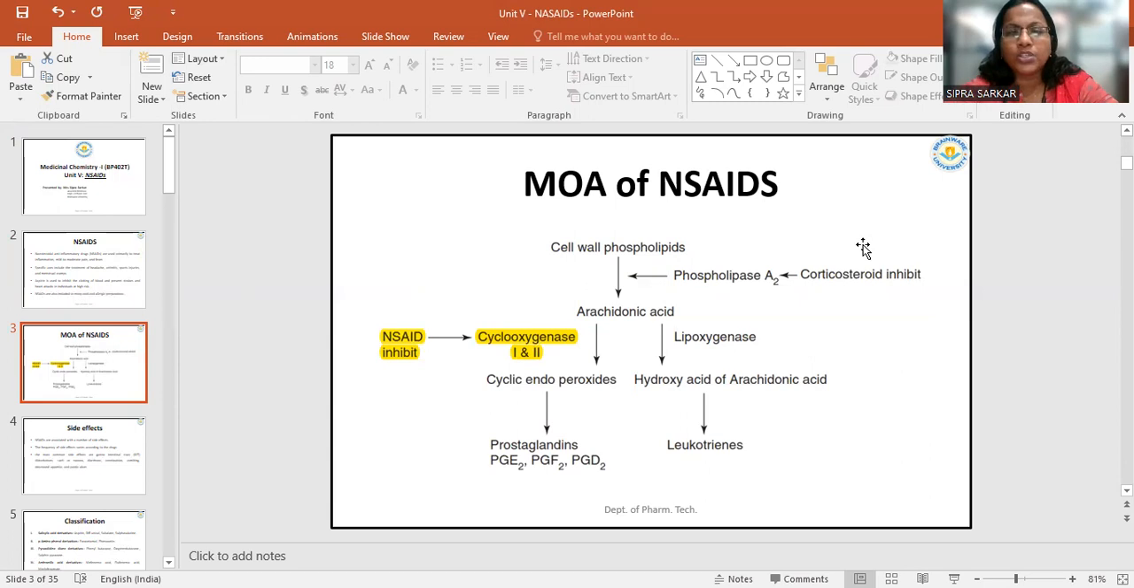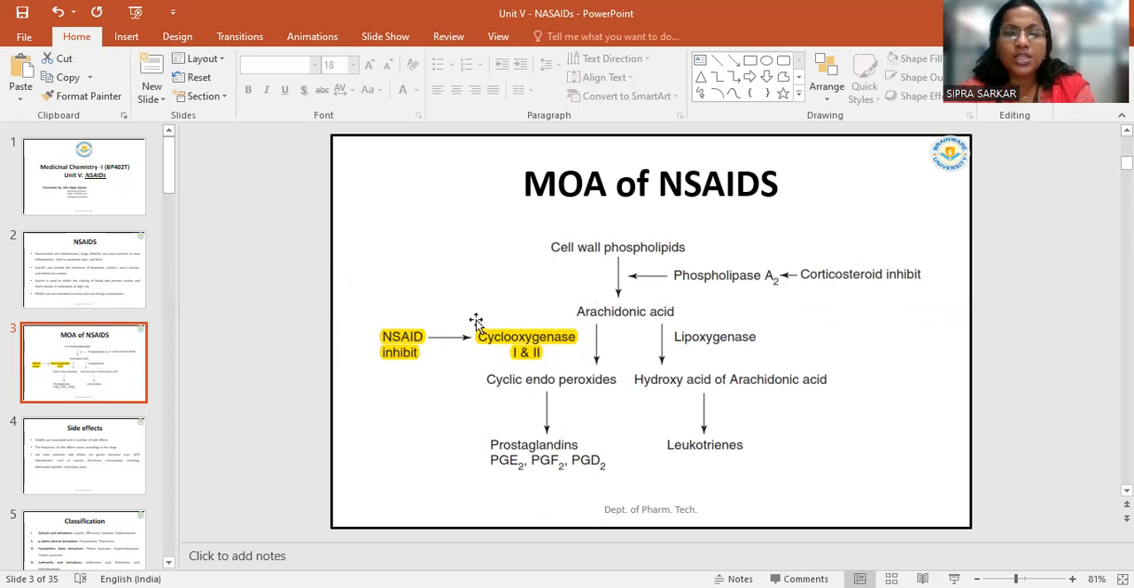This is the mechanism of action. If there is any cell injury or inflammation, the cell wall phospholipid is converted into arachidonic acid. The cell wall phospholipid is broken down by the phospholipase A2 enzyme and converted into cyclic endoperoxides or hydroxy acids of arachidonic acid. Here, the most important enzymes working are cyclooxygenase 1 and 2, and lipoxygenase.